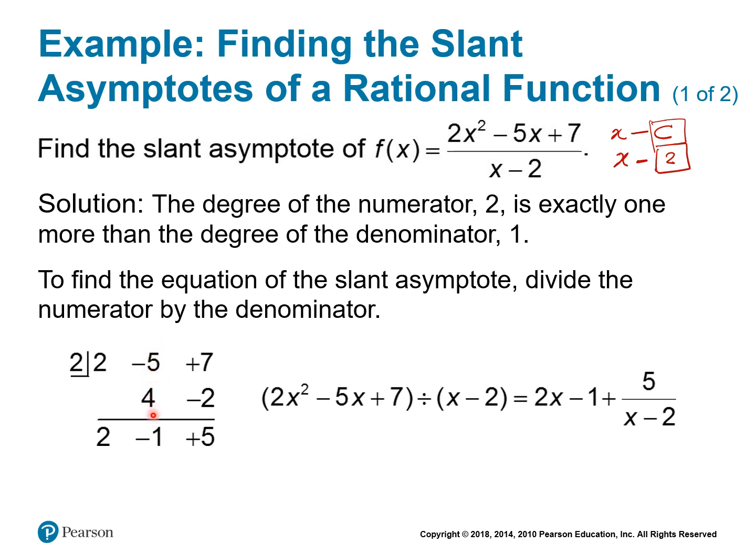Negative 5 plus 4 is negative 1. Again, go and multiply. So 2 times negative 1 is negative 2. Write the negative 2 below the next coefficient and then add them. So 7 minus 2 is 5. So again, 5 is the remainder and the quotient will be 2x minus 1, correct? So that's what they have here, 2x minus 1, and the remainder they express as 5 divided by x minus 2.